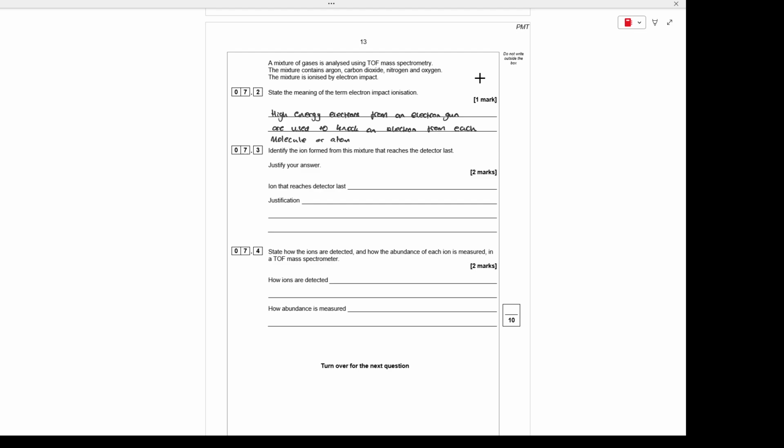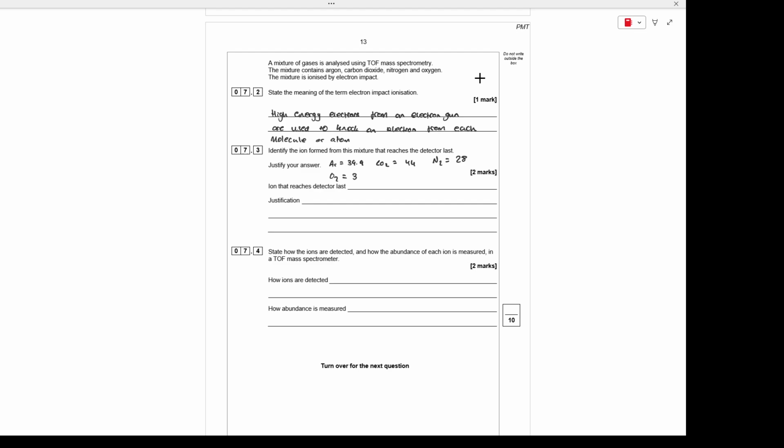So let's just work out the atomic or molecular mass of each individual element or molecule in the mixture. So argon is 39.9. CO2 is, so we got 12 from carbon and then 32 from oxygen, so 44. Nitrogen is 14 times 2, so 28, and then oxygen is 16 times 2, which is 32.